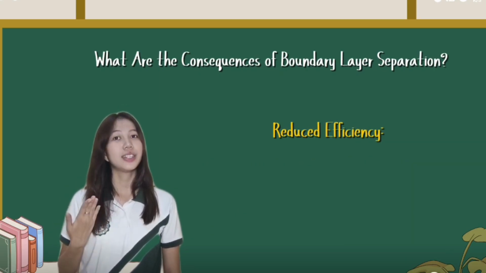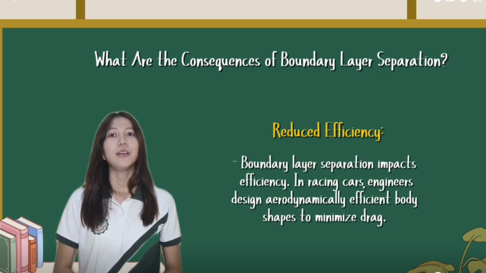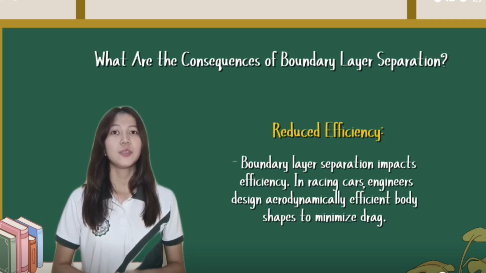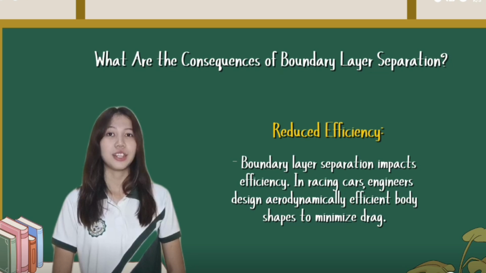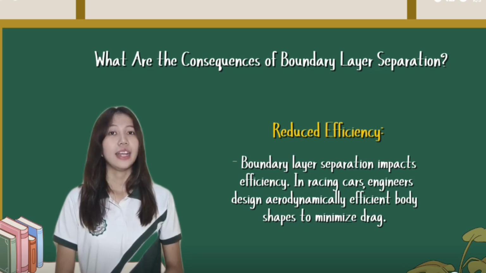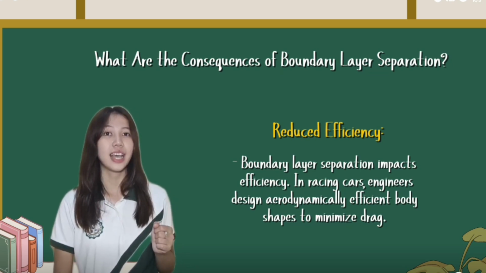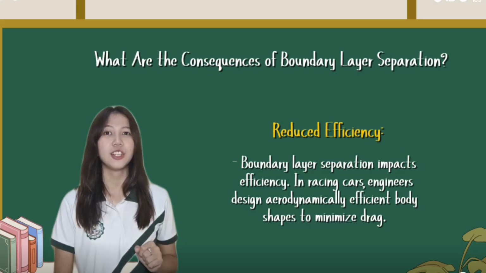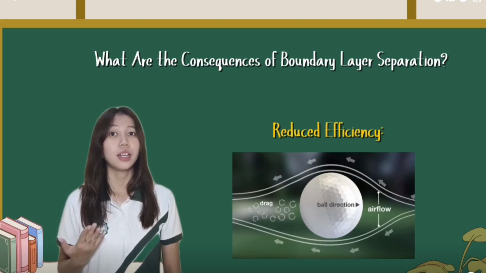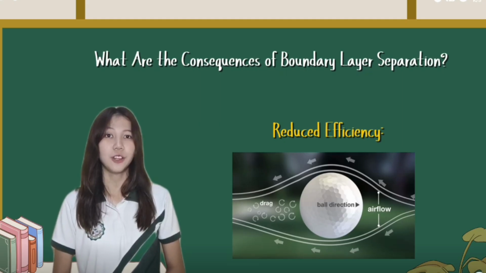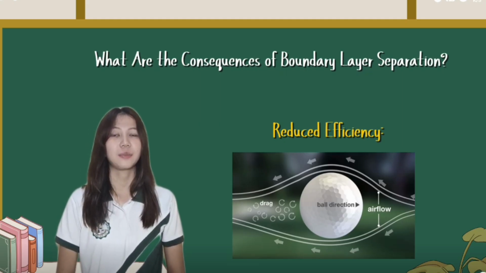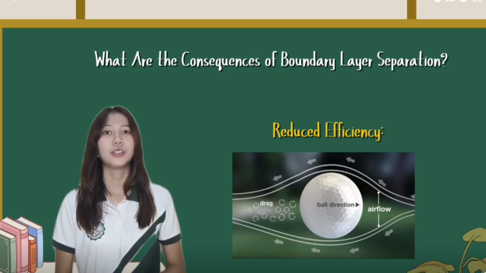Next is to reduce efficiency. Whether it's in a racing car, a sports bike, or even a golf ball, boundary layer separation impacts efficiency. In racing cars, engineers design aerodynamically efficient body shapes to minimize drag. The dimples on a golf ball are another great example. These dimples help manage the airflow and reduce the boundary layer separation, allowing the ball to travel further.